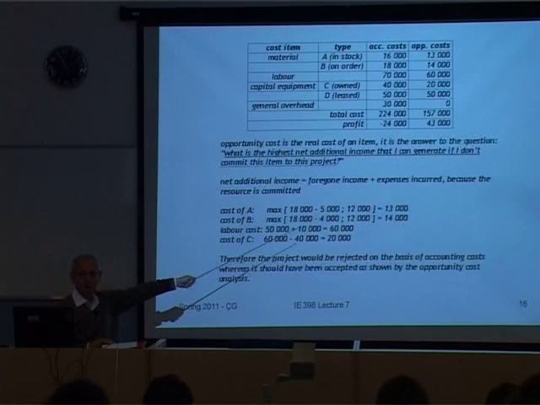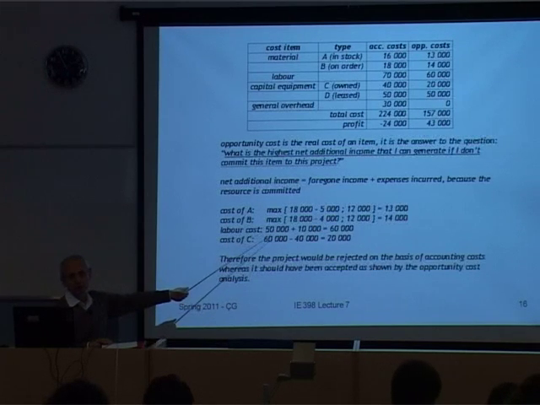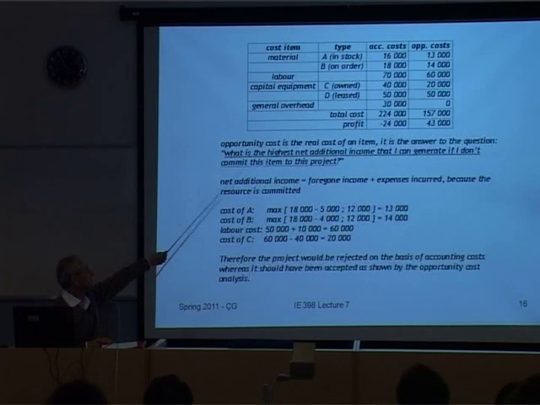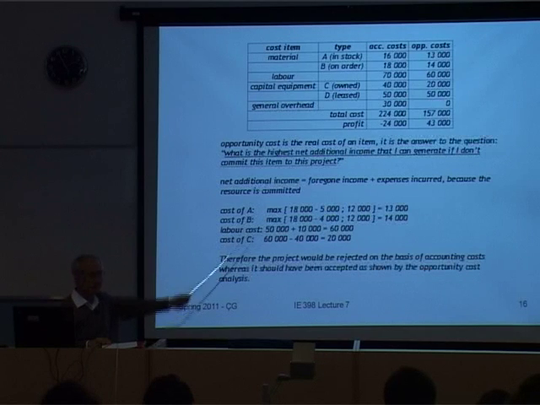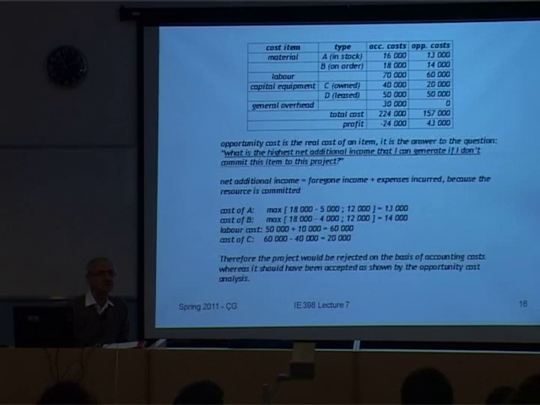And 12,000. Which one is the opportunity cost? The highest net additional income. So we choose the maximum of these. 18,000 minus 5,000 is 13,000, and 13,000 is greater than 12,000. So the opportunity cost of this material is 13,000 for us, not 16,000 at all. 16,000 was probably the purchase cost of this material. Okay?